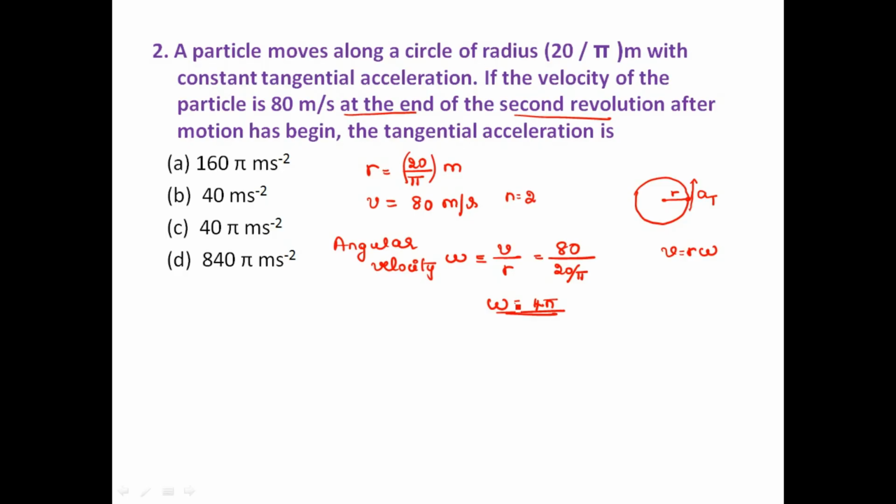Since initially the object was at rest, right? Don't you think that the object will be at rest initially? Yes, it will be. Its initial velocity u will be 0. What about the initial angular velocity then? Omega naught will also be 0. Using the equations for rotational motion, we have this.